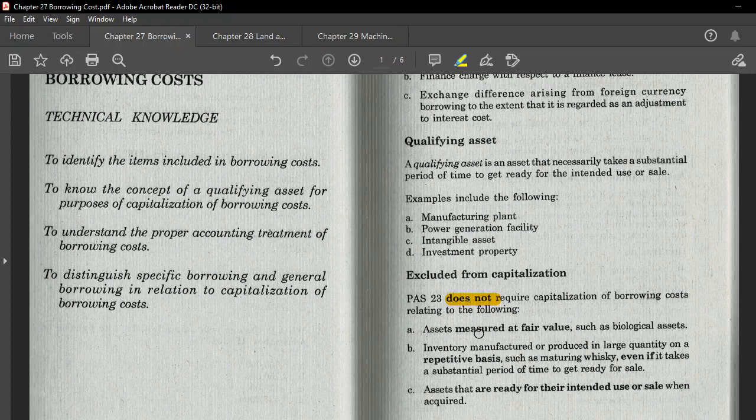Ayan. When assets are measured at fair value, therefore, the borrowing costs will not be included in the cost of the asset. So, ano tong biological assets? May encounter din natin siya later on. But, basically, katong mga gi-measure at fair value, inventory manufactured or produced in large quantity. So, kanang repetitive or recurring na nga mga activities. Huwag mo nang isali yung mga borrowing costs.